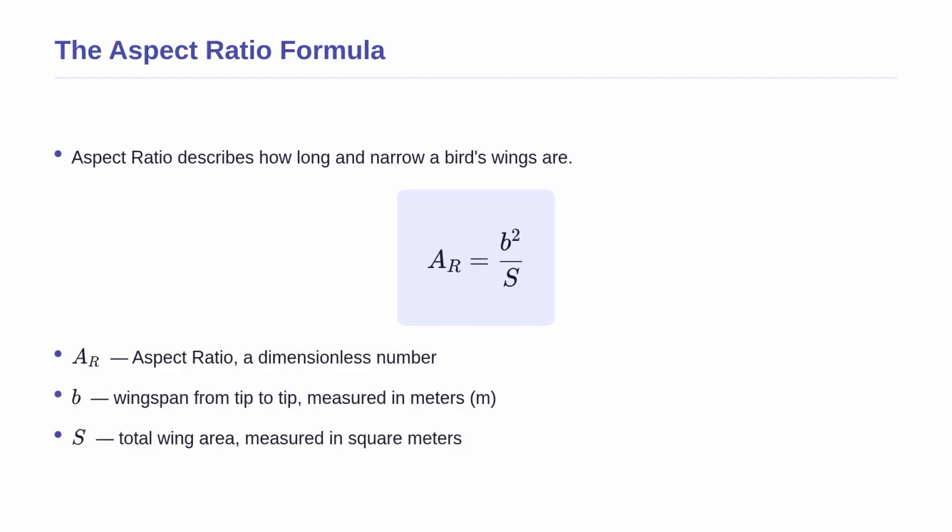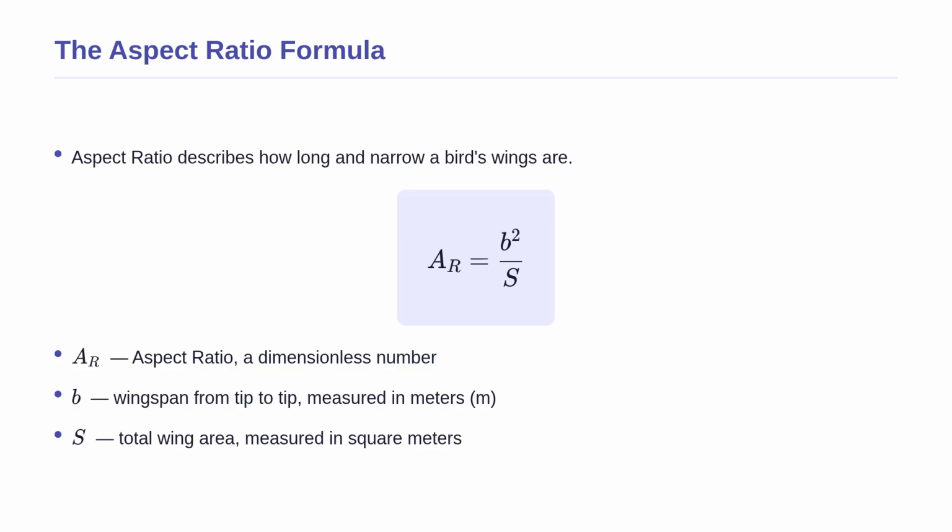This brings us to our second crucial biomechanical metric, the aspect ratio. Conceptually, this formula tells us how long and narrow a bird's wings are compared to their overall size. In the formula, AR stands for the aspect ratio, which has no units. The variable B represents the wingspan in meters, and S is the total wing area.